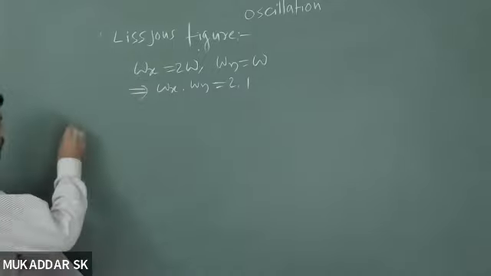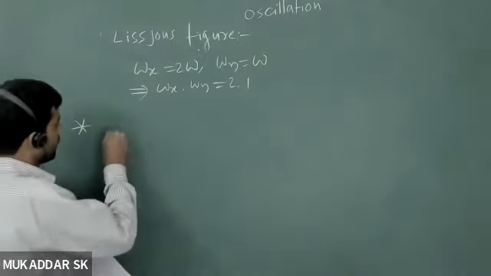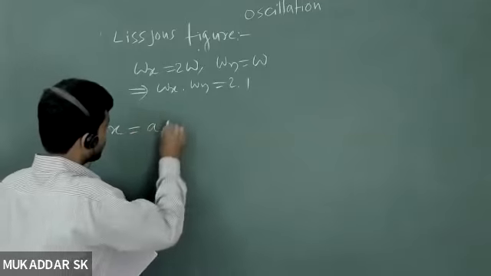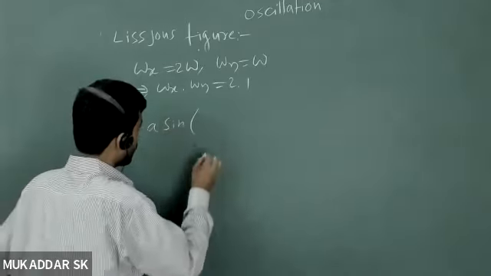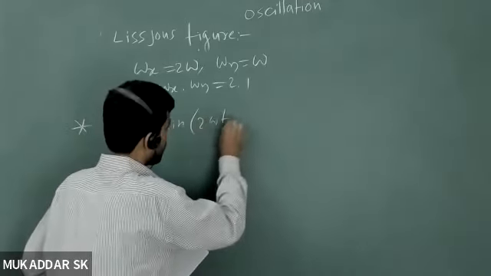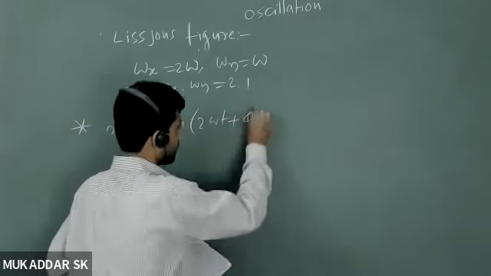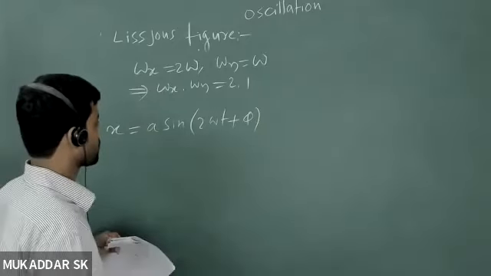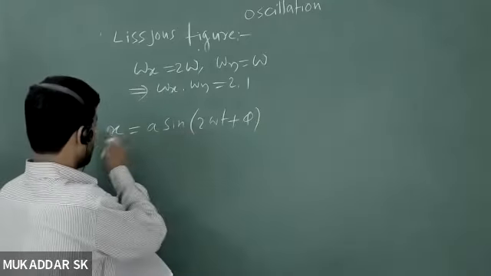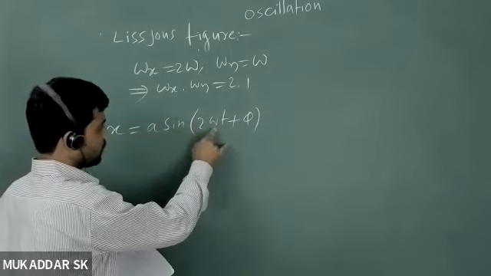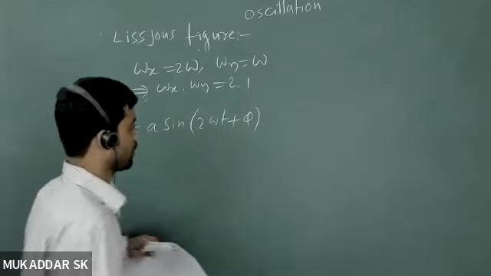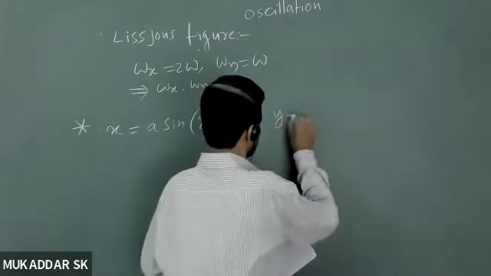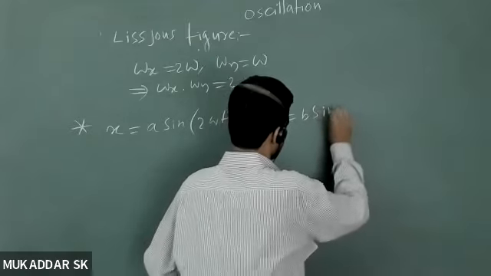So now how will your equation look? X equals a sine of (twice omega t plus phi), right? This will be your equation. Nothing new, I have just changed it: in the previous case the x oscillator frequency was omega, now it becomes twice omega, and y will be as it is, b sine of omega t.